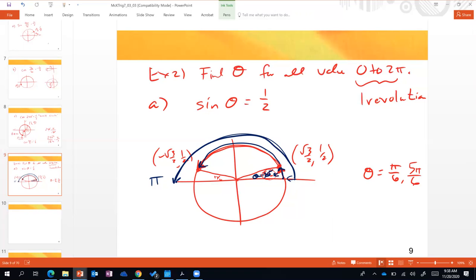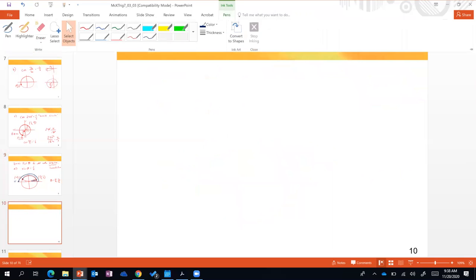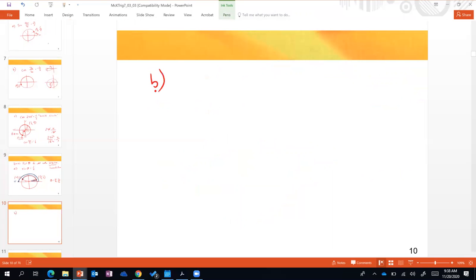That's cool, okay. All right, all yours, B. Circle, Adrian, it's a semicircle. Cosine, you fool! Let's do this here, -1/2 for cosine. Exactly, that's it.